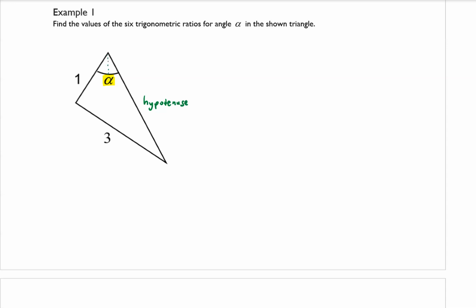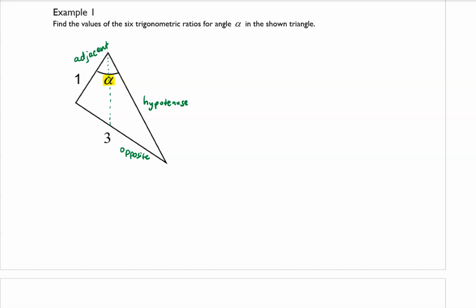If we drew a line from our angle to this side, we know that this is called the opposite length, and then the one that is next to our angle, this is called the adjacent side length.